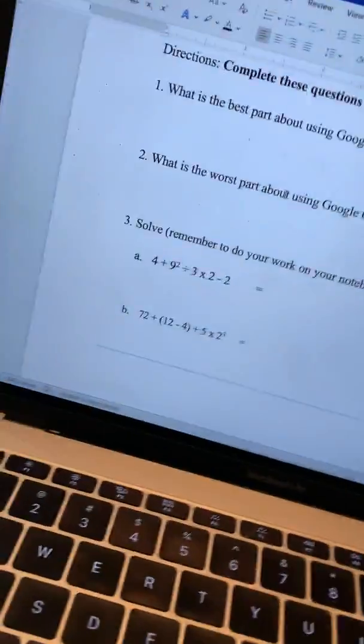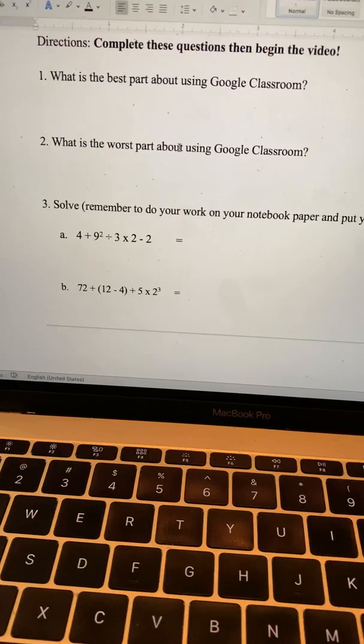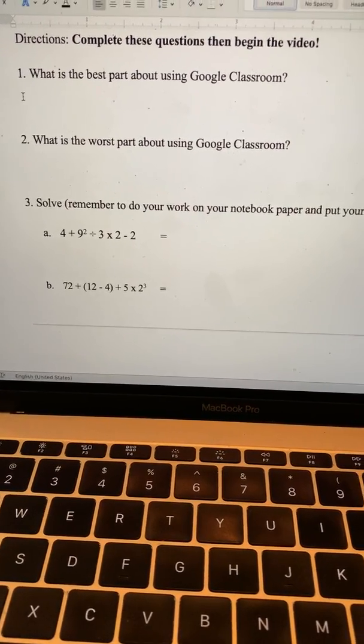We're going to go through the same exact steps that we went through yesterday. The first thing that you should do is, obviously you have this video pulled up already. You should also have your document pulled up on your computer or tablet or phone. The first question is, what is the best part about using Google Classroom? Go ahead and type your answer in right here.